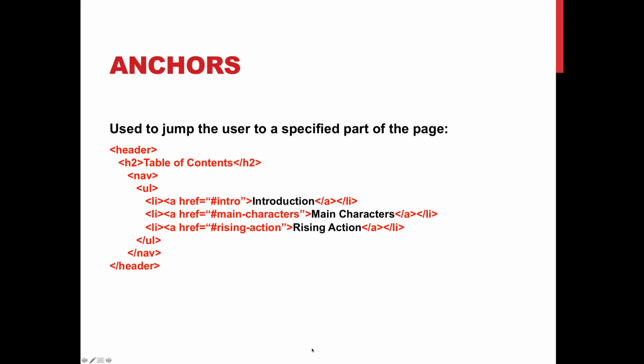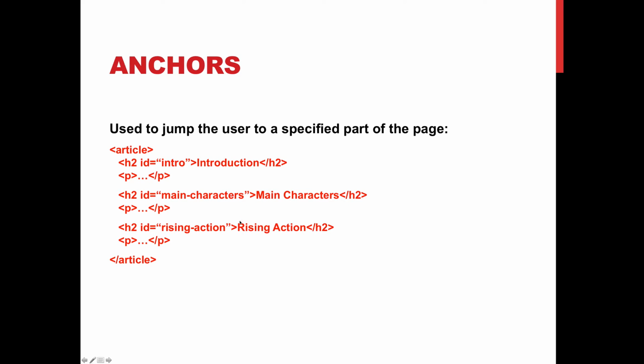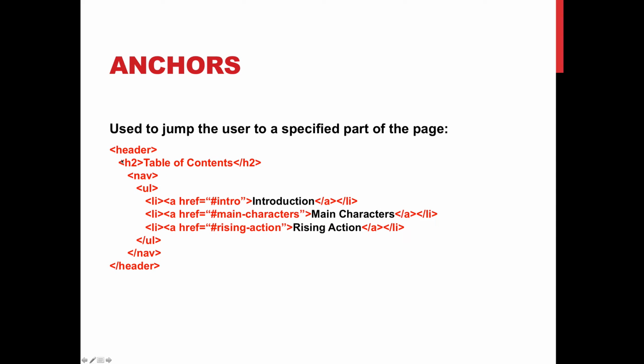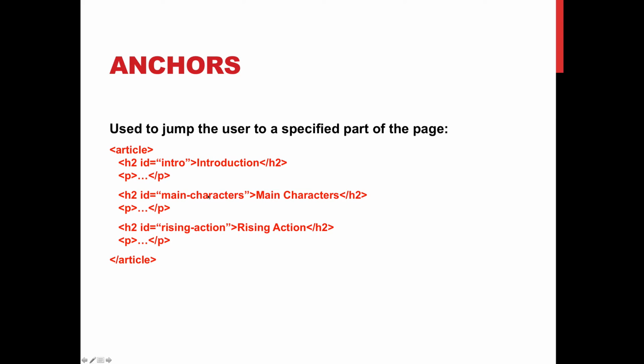So you could use this to jump to a specified part, and this is what that code would actually look like. You would have the header again, and you would set the ID equals intro. So you're saying, hey, this section right here is called intro, and this link right here is going to link to it. So those two things are connected. Same thing for main characters, same thing for rising action. So anchors allow you to jump quickly down a page. This is really useful if you have a lot of information.